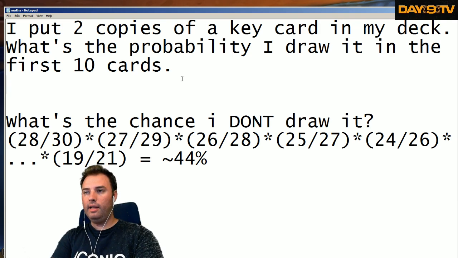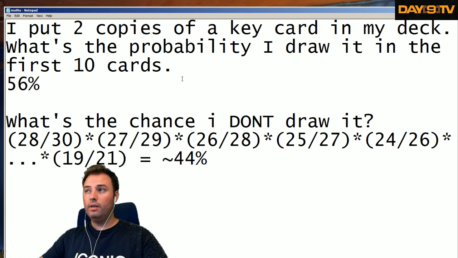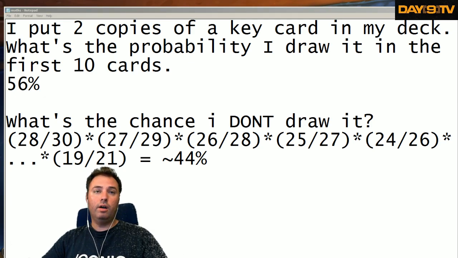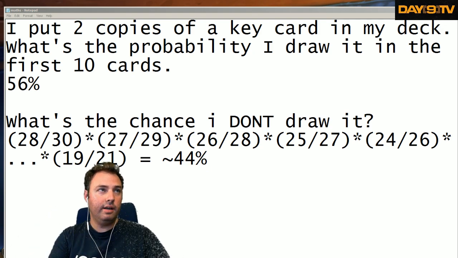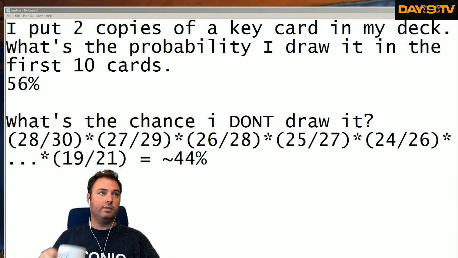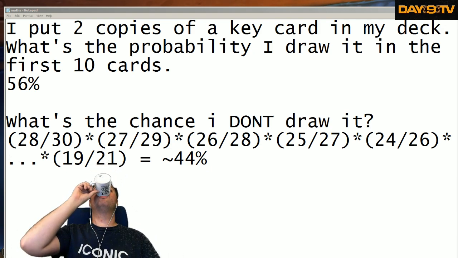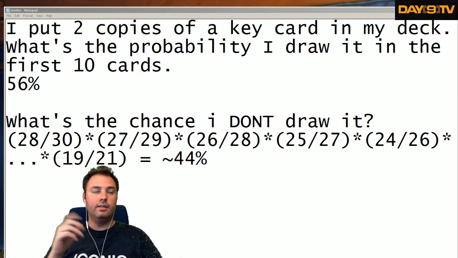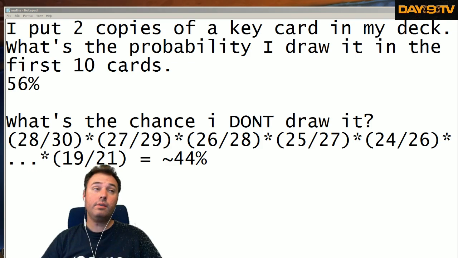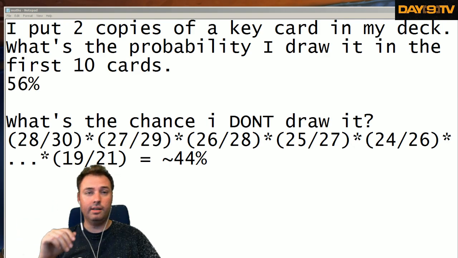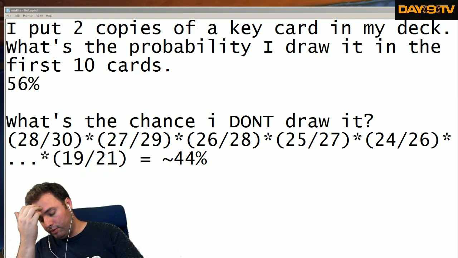So that means about 56% of the time, I will draw that key card that I want. Isn't that great? Isn't that awesome? This is not even considering a mulligan. I wonder how you compute the mulligan.